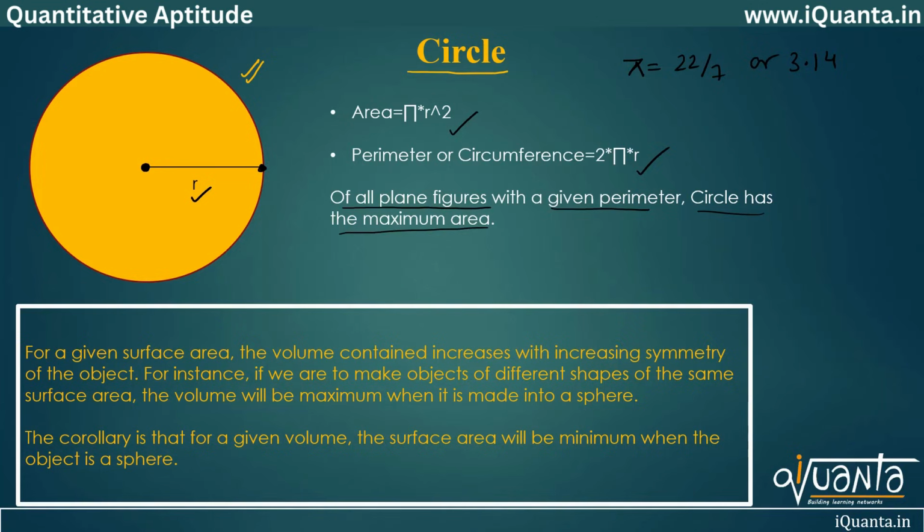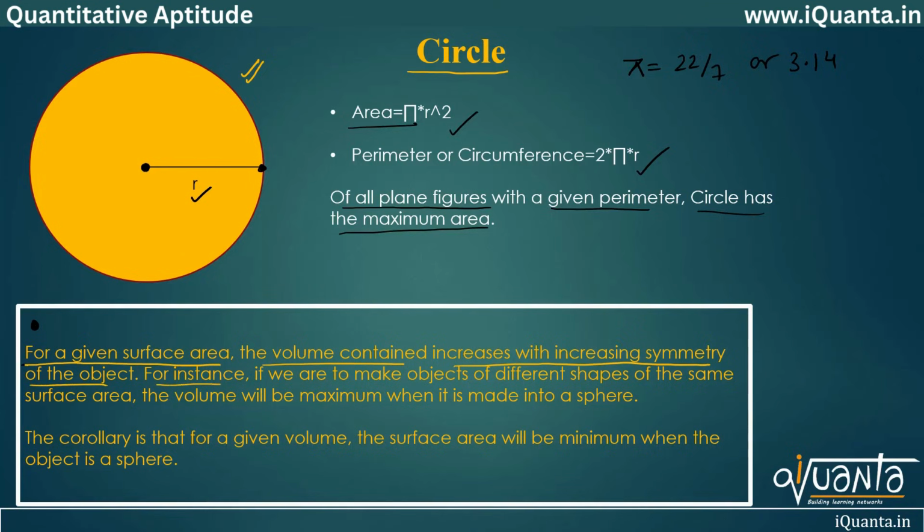So we have already discussed this in the case of a square, where I have told you some properties related to 2D figures. Now there are number of properties that are related to a circle, but since we are dealing only with mensuration, so we have just considered area and circumference over here. Now we have one more important point over here. This is regarding the 3D figures that have surface area and volume. So for a given surface area, the volume contained increases with increasing symmetry of the object.